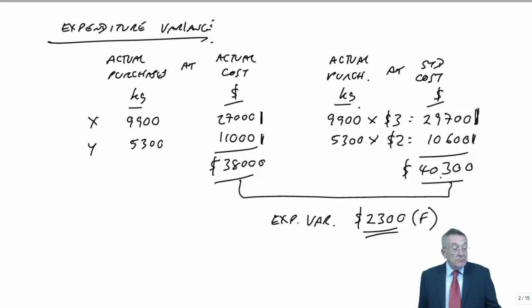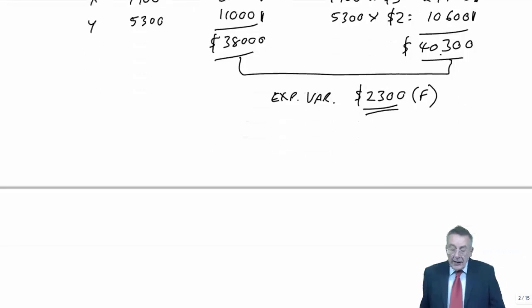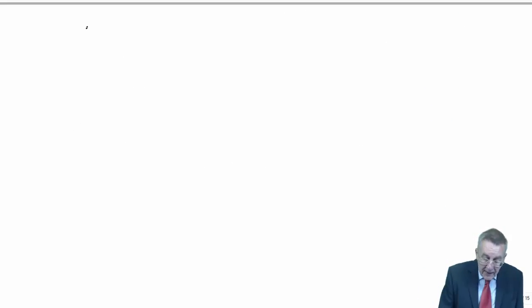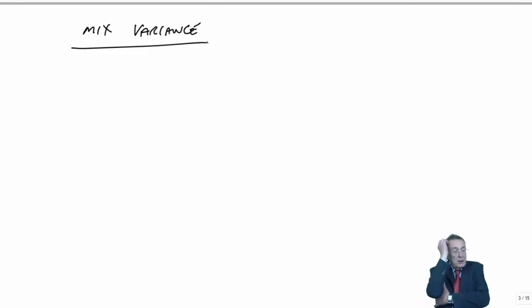Alright, that's expenditure. So we can now forget that, forget we paid the wrong prices. From now on, even if we'd paid the correct prices, the standard costs, what else went wrong? Well, the next one we look at is the mix variance. Now again, I'm going to do it in columns.